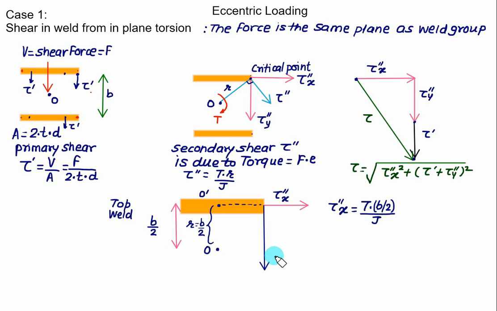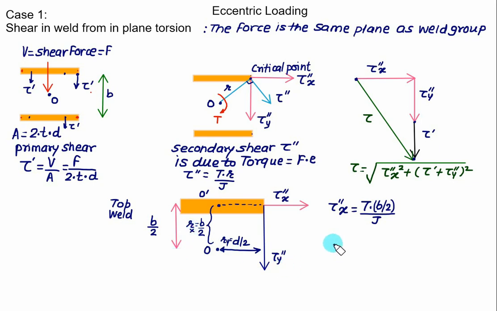Similarly, we can calculate tau double prime y. This time we require this distance, which is the same as half of the weld length. We have taken the weld length equal to d, so this value is equal to d by 2. This is the shortest distance, so this will be the ry value. I will call the other one the rx value. So we can calculate tau double prime.